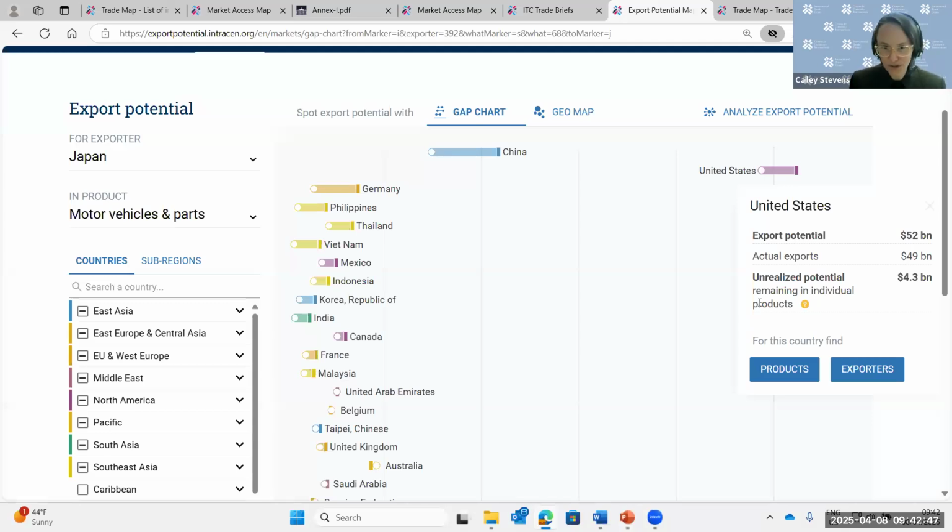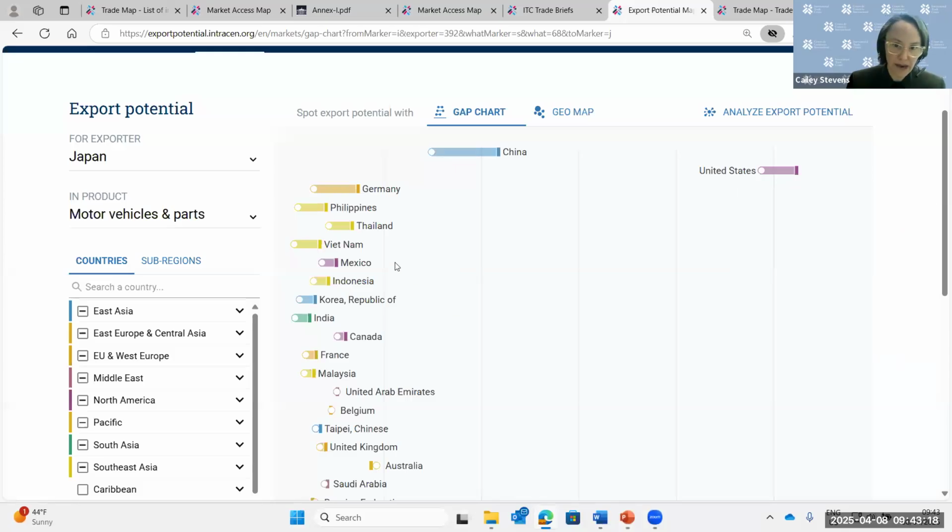What this means for you is just that when you are using export potential map, you can use it to find alternative markets to the US. So if you see the US in there, just understand that the projections for export potential in the US are not taking account of these trade remedies, of these recently enacted tariffs that are considered trade remedies, but focus on the other markets with unrealized potential.